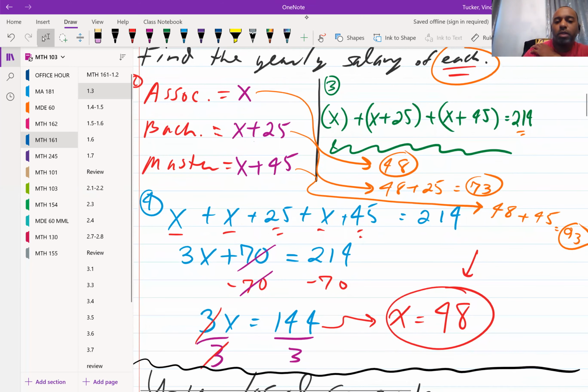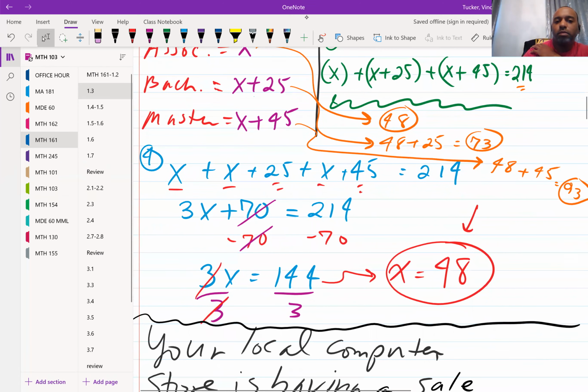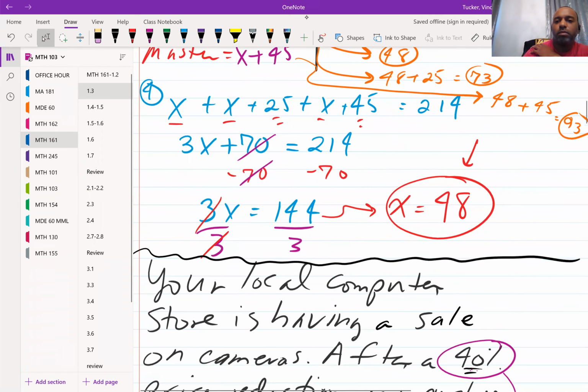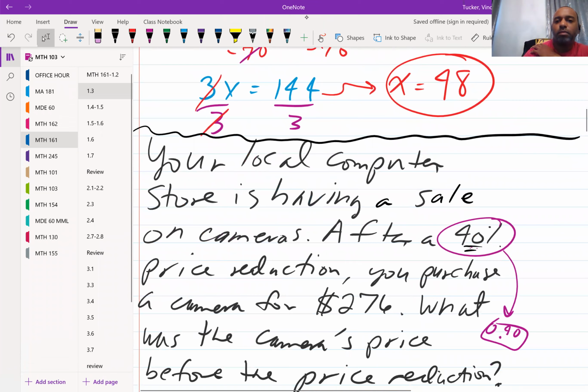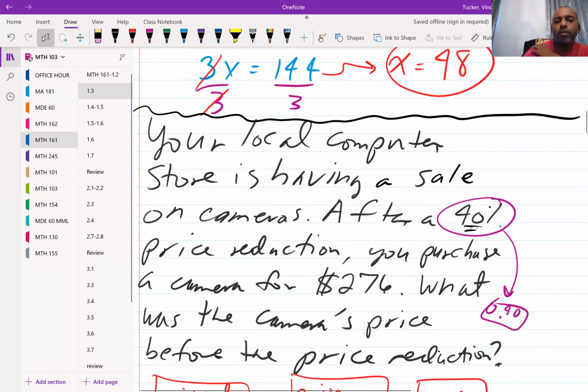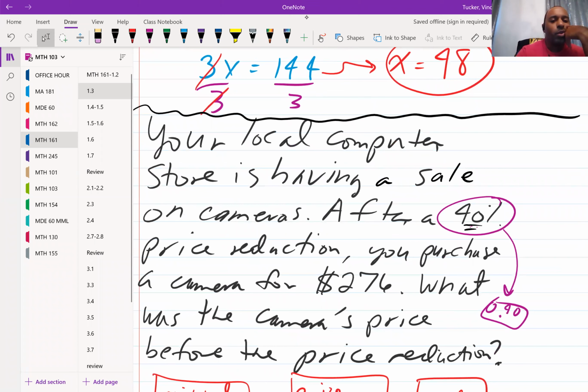All right. Can I scroll up? As always, if I scroll up before you're done copying, feel free to let me know, whether it be through chat or unmuting. All right, so this next one: your local computer store is having a sale on cameras after a 40% price reduction. You purchased a camera for $276. What was the camera's price before the price reduction? So once again, I'll give you a few minutes to go and write that down.